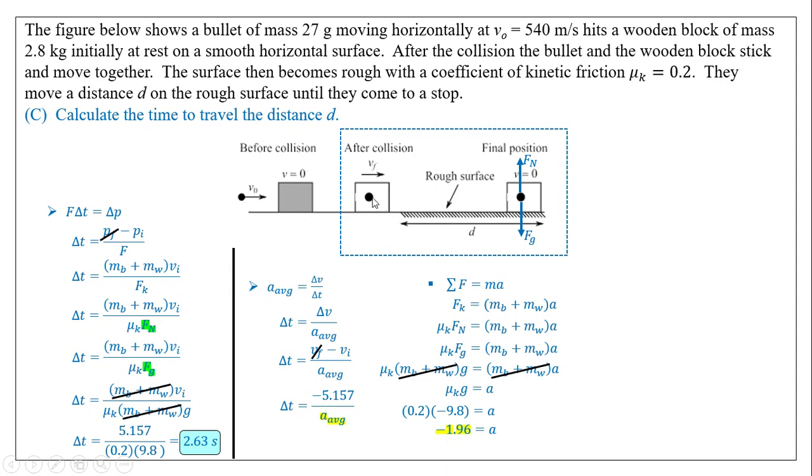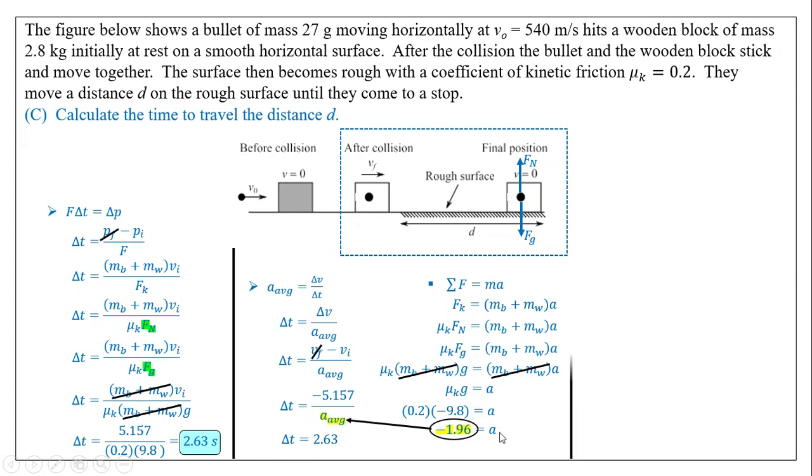The velocity is moving to the right, but the system is slowing down, which implies that a has to be negative because it's acting against the system's motion. All right, so here a is negative 1.96, and I'm just going to plug and check. So here I'm just going to go ahead and substitute in for a average. If you plug it in your calculator, negative 5.157 divided by negative 1.96, you'll get the same answer, which is 2.63. As you can see, it doesn't really matter which strategy you utilize; it's all the same.